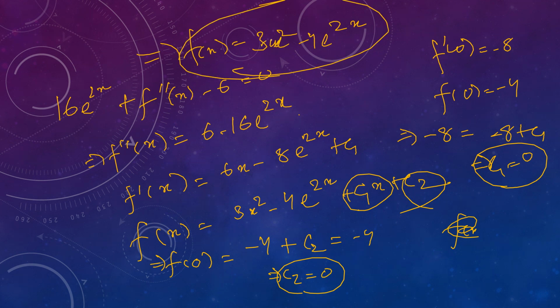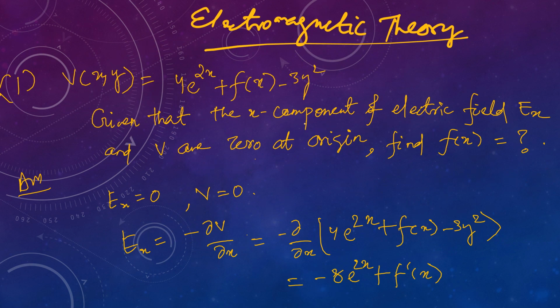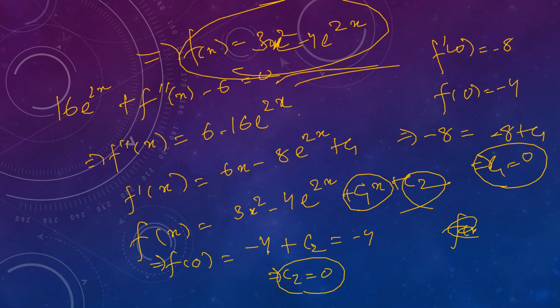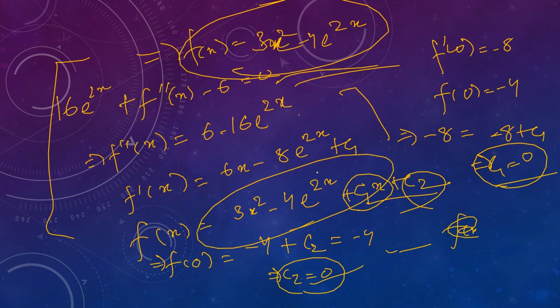Did you get it? This will be the answer. First of all, we used Ex is minus del V by del x. From that we got f dash 0, then f0. Then we just did some normal algebra and calculus, and we got c1 0, c2 0, and we put it here, and we got this.